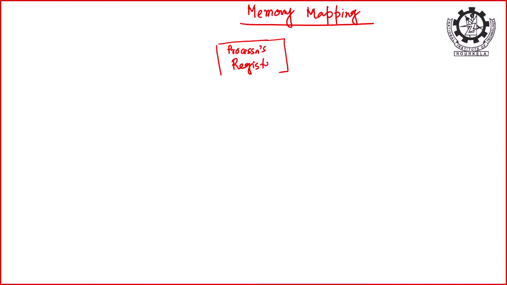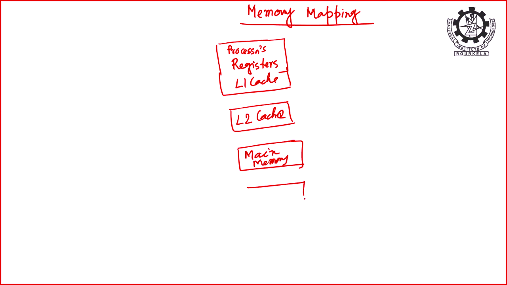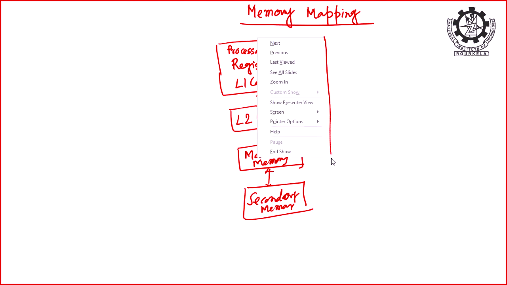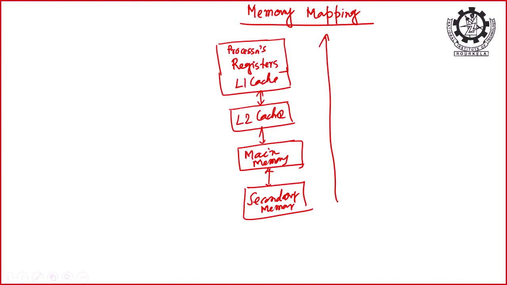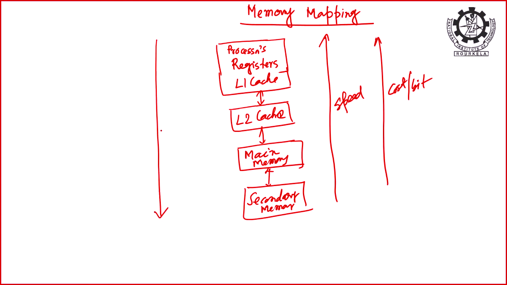Next we will talk about memory mapping. First we talk about the memory hierarchy. In the memory hierarchy we have the processor registers and L1 cache, then L2 cache, then main memory, then secondary memory. Data will be transferred in both ways. If you go up, speed will increase. It's not only the speed, the cost per bit will also increase. However, if you go down, the size in a system will increase. So this is the memory hierarchy.